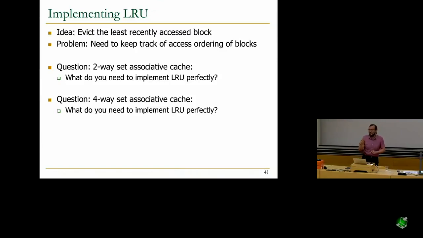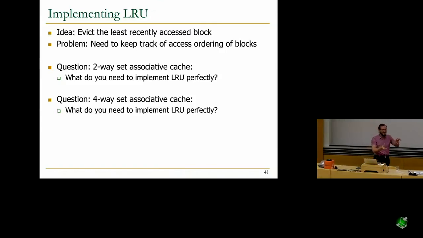So remember, you need to store all possible orderings, right? Because you have, let's say, four ways. Now think about how many possible orderings you may have. This one might be the most recently used, and this one might be the second most recently used, this one might be the third most recently used, this one the least recently used. But this one still might be the most recently used, but the second most recently used might be this one, and the third might be this one, and the fourth might be this one. There are many combinations. So it's really combinatorial.